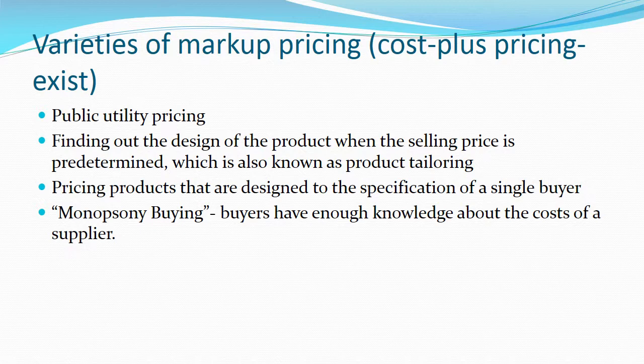Varieties of markup pricing: public utility pricing; finding out the design of the product when the selling price is predetermined, which is also known as product tailoring pricing; products that are designed to the specification of a single buyer; and monopsonistic buying, which means buyers have enough knowledge about the costs of a supplier.